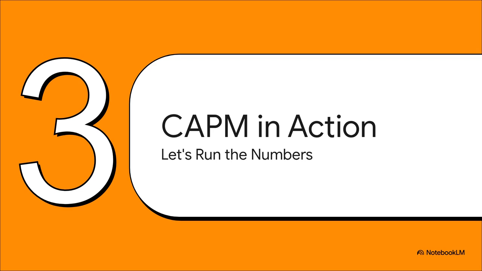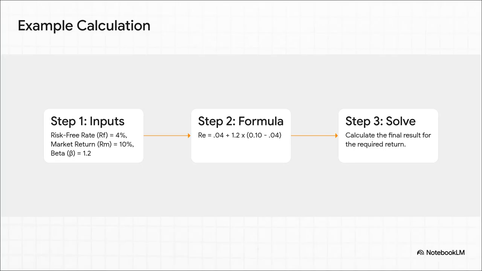Okay, theory time is over. We've got all the ingredients. Now let's put them all together and run some actual numbers to see this thing in action. So let's imagine a scenario. Let's say the risk-free rate is 4%, and we expect the total market to return, say, 10%. And the stock we're interested in has a beta of 1.2, so a little more volatile than average. All we do now is plug them in.